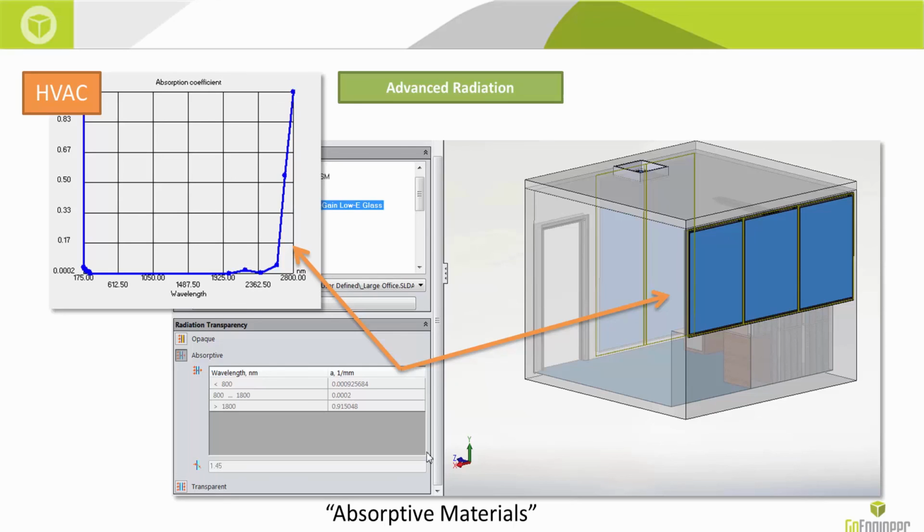Besides, the advanced radiation capability enables you to specify absorptive materials. Glass has a tendency to reflect certain wavelengths of radiation and absorb certain wavelengths of radiation. So you get to specify the range or pick out of a material database for different kinds of glasses the wavelength dependent characteristics for radiation absorption in glass.